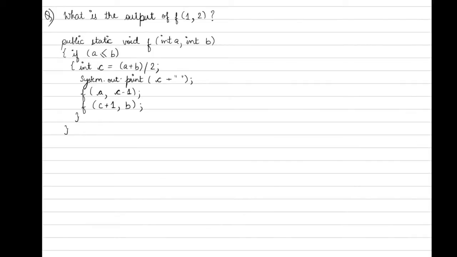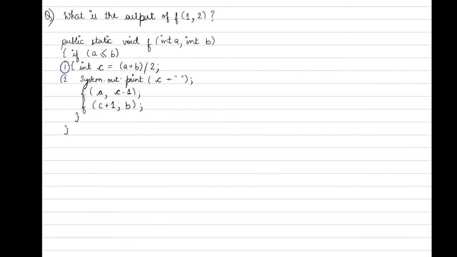So here we have our function, which is called f, and it has two parameters, integer a and integer b. And the base case we have here is if a is less than or equal to b, only then it's going to enter this bracket here. And in this bracket, we notice that there are mainly 4 steps. How do I know this? The very first thing when we enter this bracket is we find out c, the value of c.